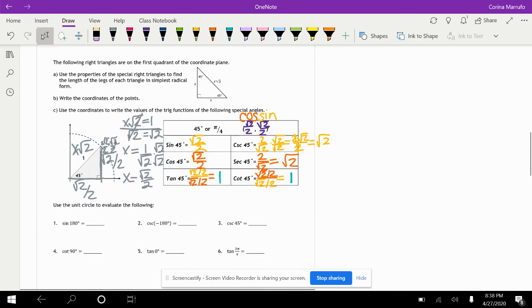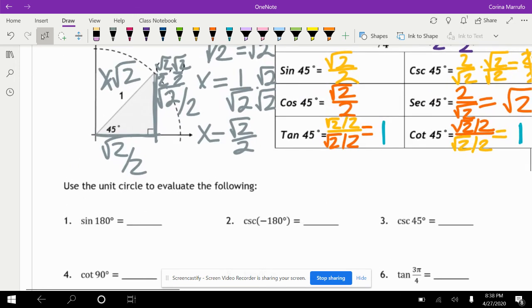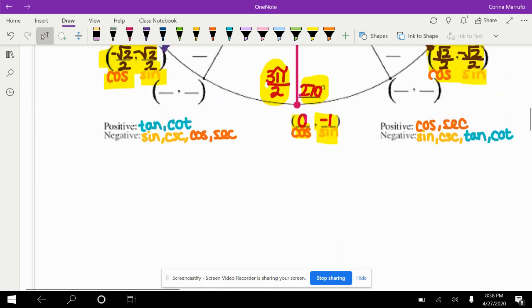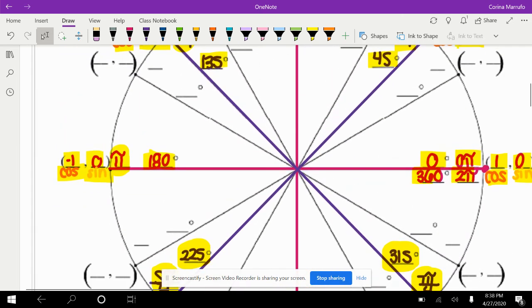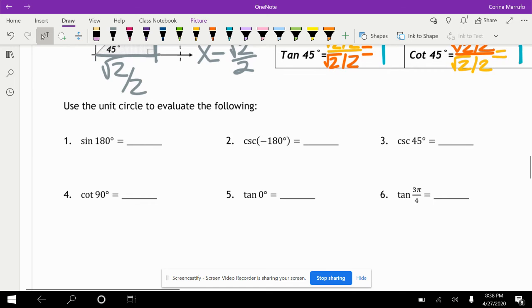Okay, so moving on. It wants us to use the unit circle to evaluate the following. The first one is asking us to find sine of 180 degrees. So we're going to refer to our unit circle. Here is 180 degrees. Our sine, I have it labeled, is 0. So that's what we're going to write here: 0. This is what your quiz is going to look like. It's going to ask you something like this, and you're just going to give me the number.